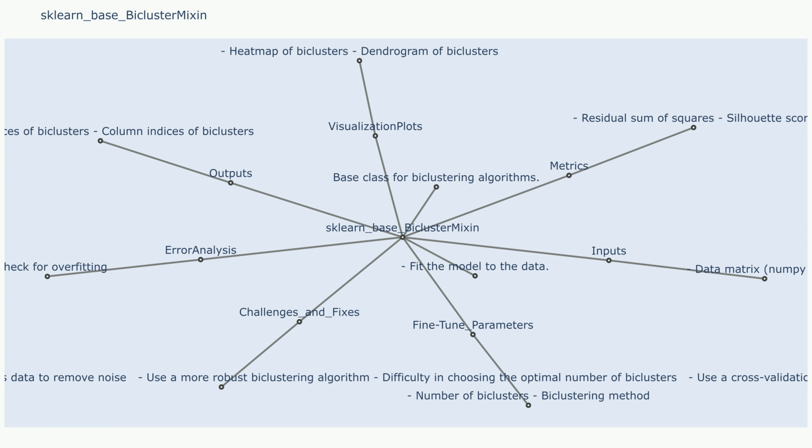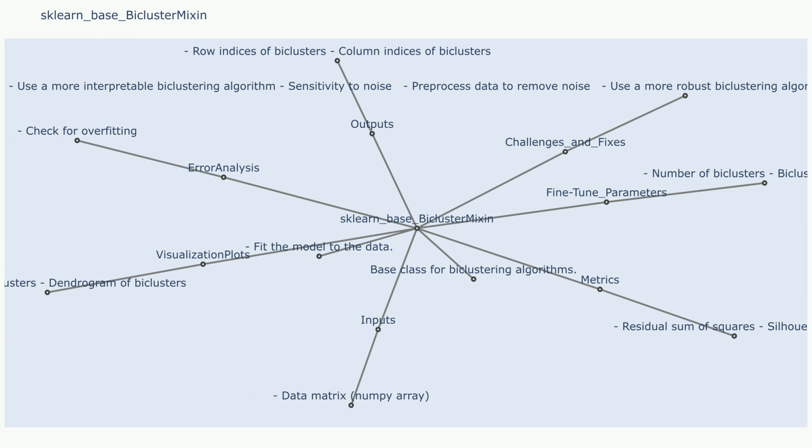Challenge 2: handling high-dimensional data. Sample use case: biclustering algorithms can be computationally expensive and challenging for high-dimensional datasets. Fixes: apply dimensionality reduction techniques such as PCA or feature selection before biclustering.